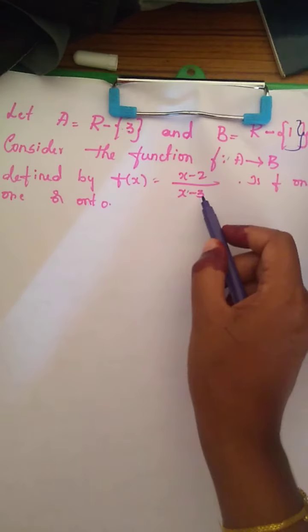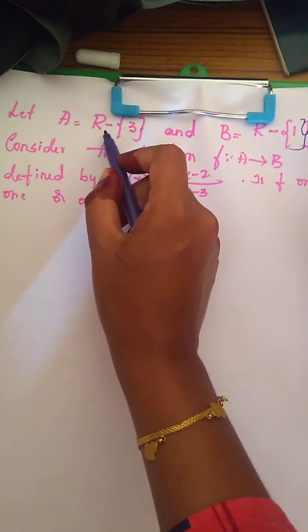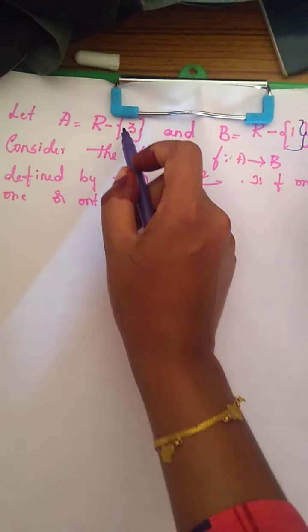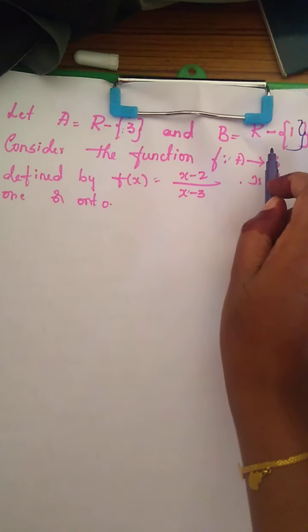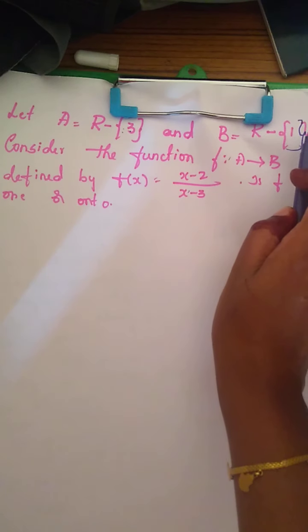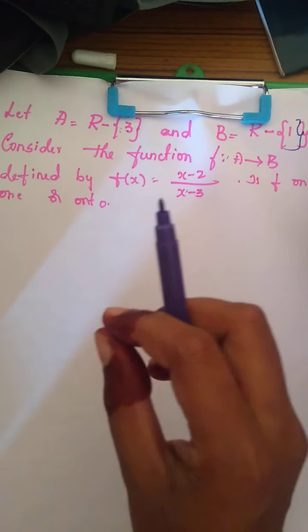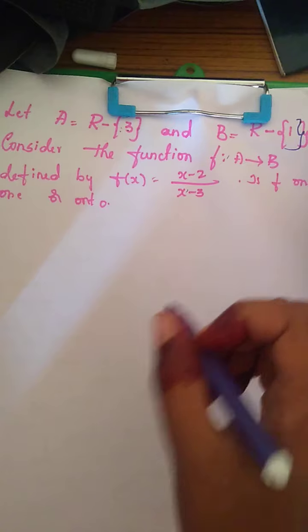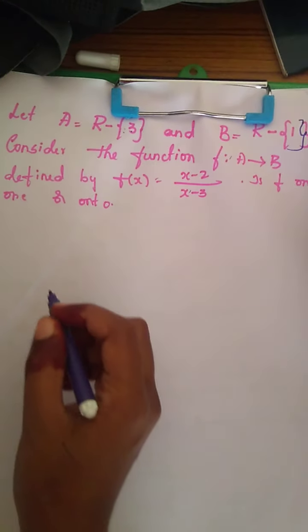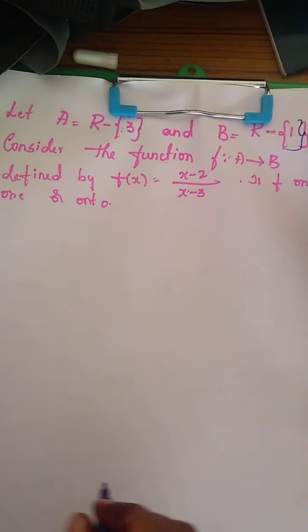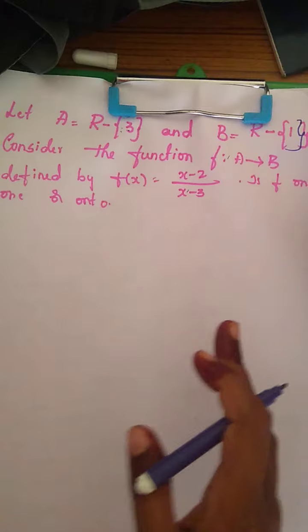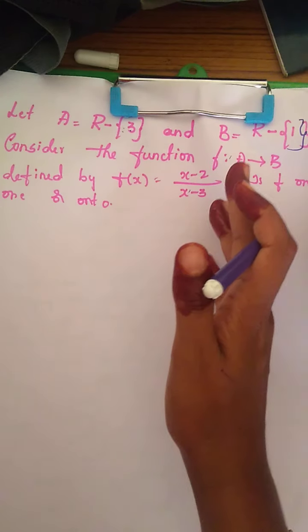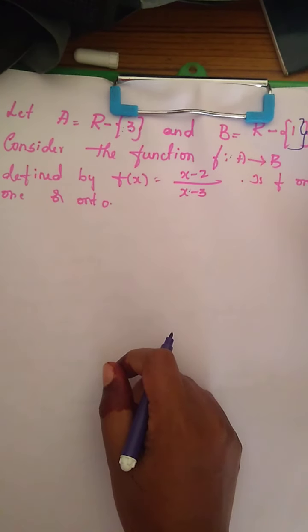So by looking at the function, they have told that our domain will be the set of all real numbers excluding 3, and the codomain is the set of all real numbers excluding 1. There is some reason why they have not included 1. So we have to check whether the given function is one-one or onto. I hope you remember the definitions, and how to go about it when they ask in general whether the function is one-one or onto.